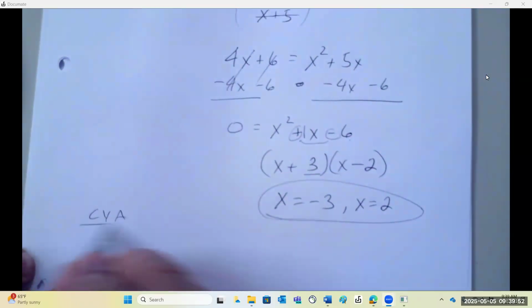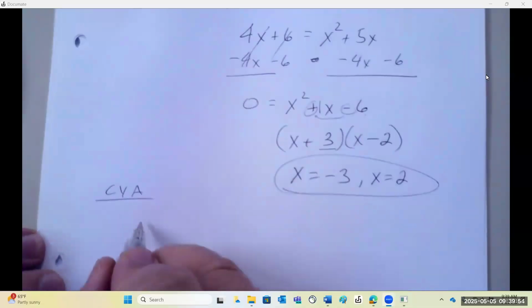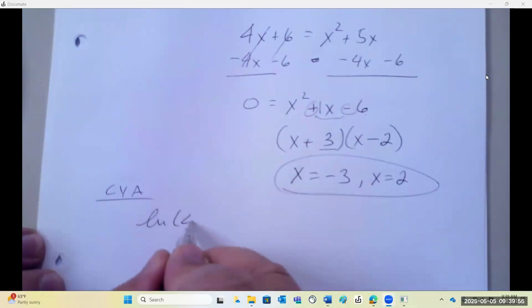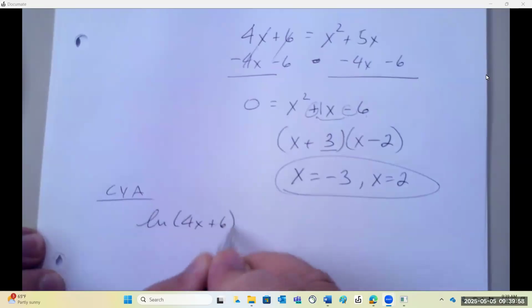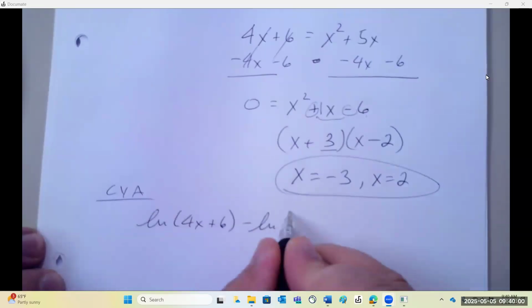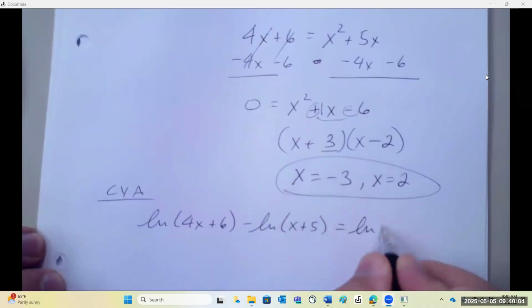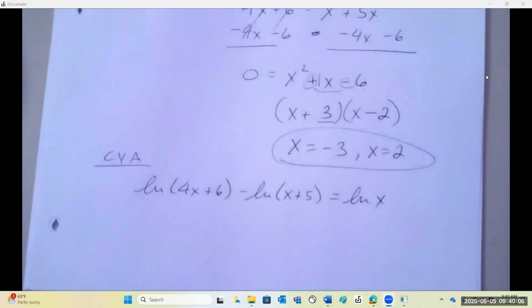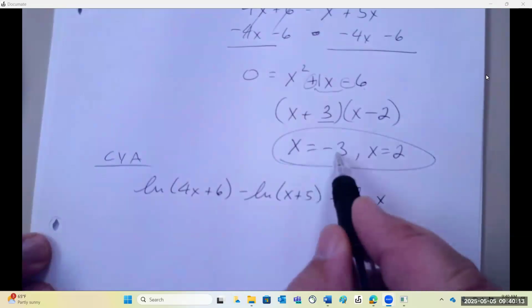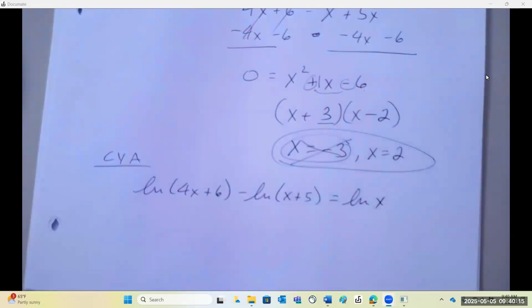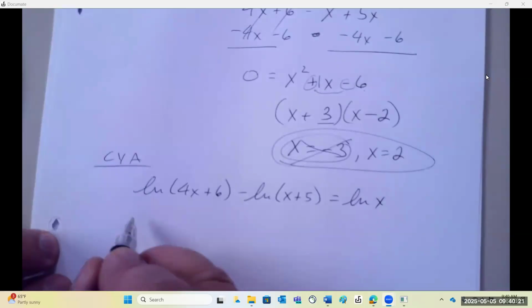Check your answers. There's your original equation. We know since this one's ln x, we cannot have a negative there. Just by looking at it, that -3 cannot go there. So we just plug a 2 in there. Let's see what happens.